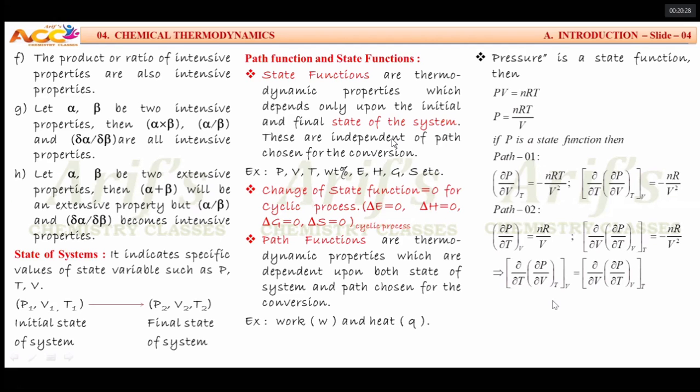In examination, no one will ask you to derive that one. They will ask whether pressure is path function or not. How is it a path function? I have shown you the path chosen. What is the meaning of path? I am trying to explain. Isothermal is a path, isochoric is a path. Route number 1: sir, I first do isothermal, then I do isochoric.